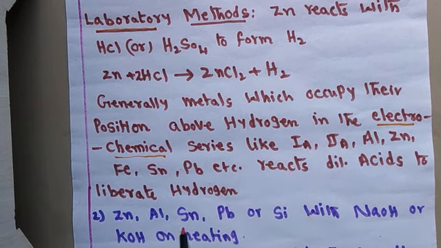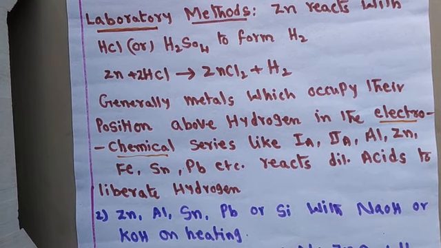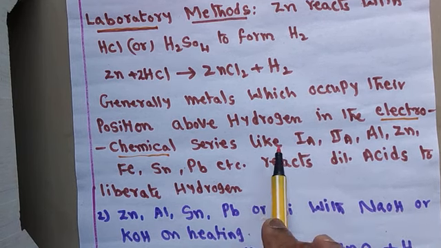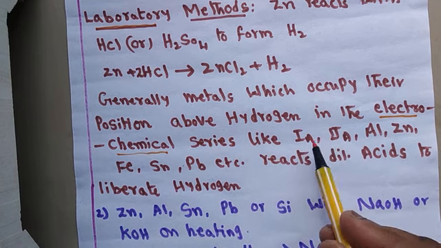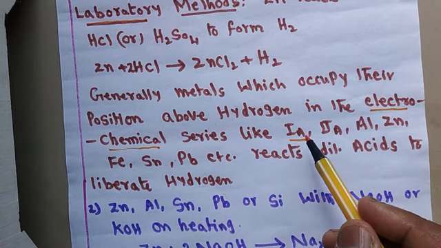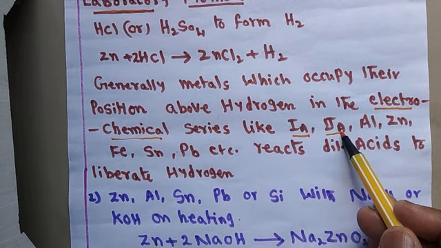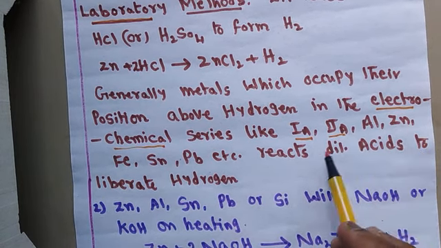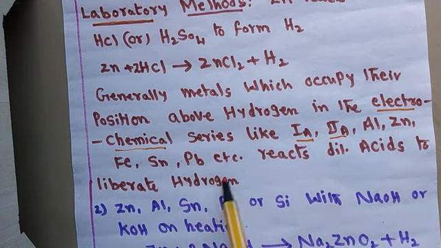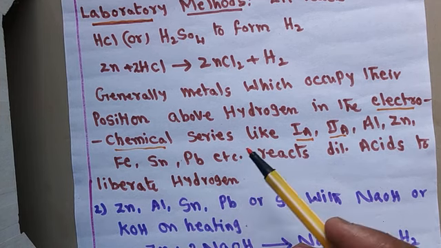In this series, for all the metals above hydrogen, displacement of hydrogen takes place from acids. So what is present above hydrogen in the electrochemical series? First group A elements like lithium, sodium, potassium, rubidium, cesium, and second group A elements, nothing but the alkaline earth metals, beryllium, magnesium, calcium, strontium, barium, along with aluminum, zinc, iron, tin, lead, etc. These are some examples. These are all the metals present above hydrogen.